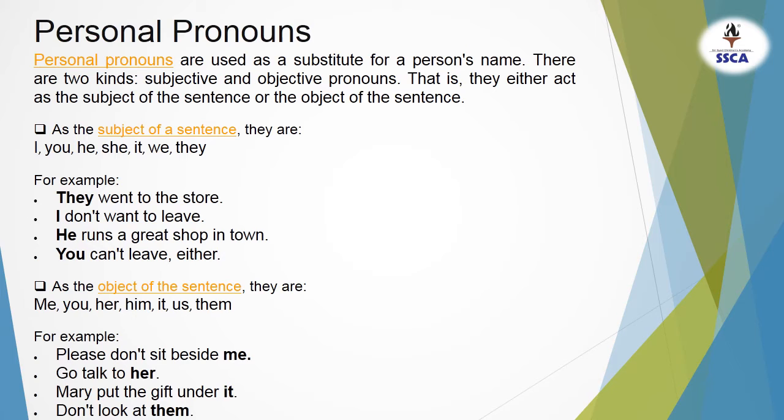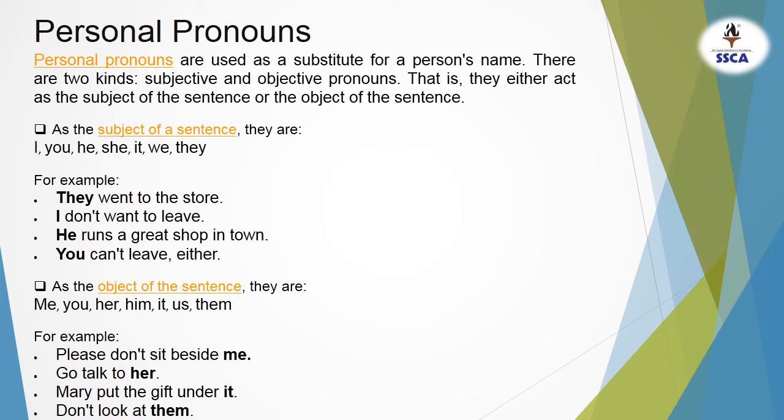Well, personal pronouns are used as a substitute for a person's name. There are two kinds, subjective and objective pronouns. That is, they either act as the subject of the sentence or the object of the sentence. Meaning you can use them in two places, whether it can be a subject or it can be an object. Now let's see how they work as subject or object of a sentence.